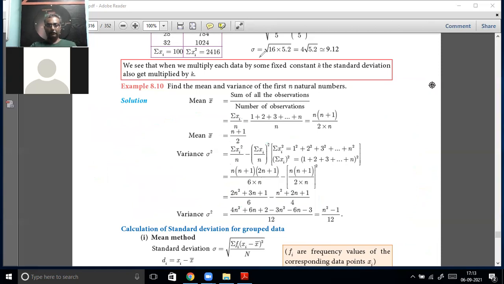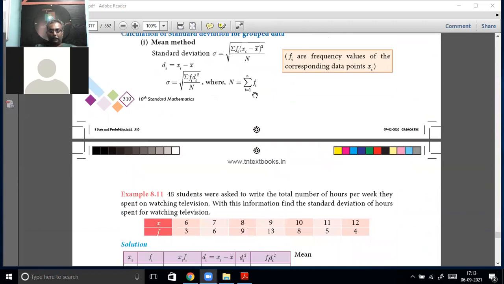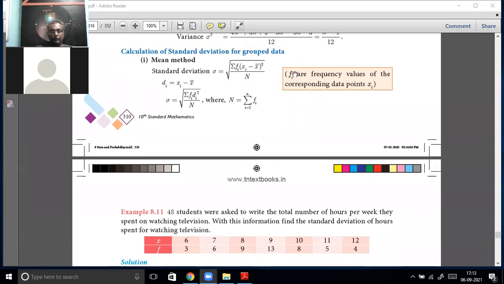Okay, what will we do next? Calculation of standard deviation for grouped data, that we have to do. It is almost the end of the time. We will just wrap it up today because I have another class at 30. We'll come to this next class. Wednesday we'll do this. You've done enough. Very good sums that we did today.